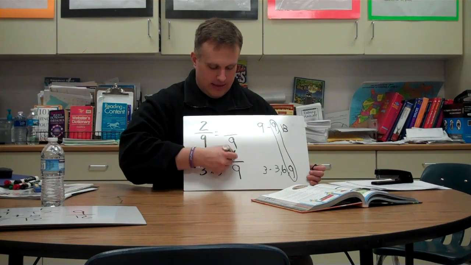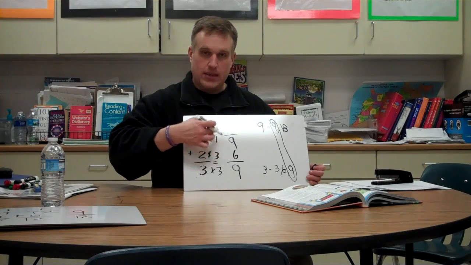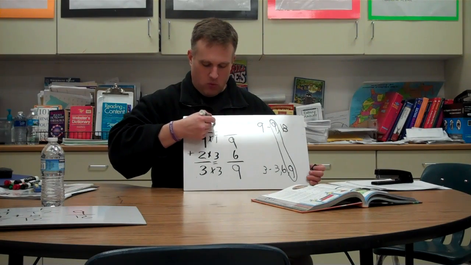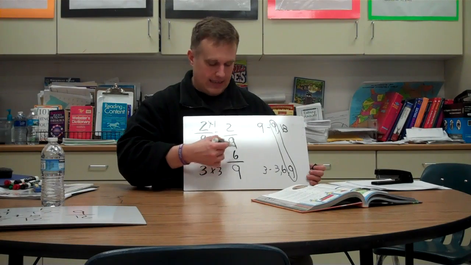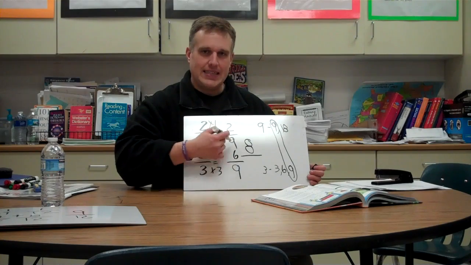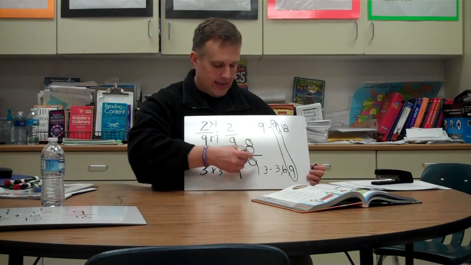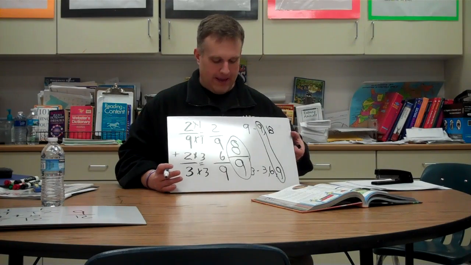2 times 3 is 6. And again, up here, 9 times 1 is 9. I have to do the same thing to the numerator. So 2 times 1 is 2. And now I can add them together. 2 plus 6 is 8. My denominators stay the same. 8/9 for number 11. Okay?